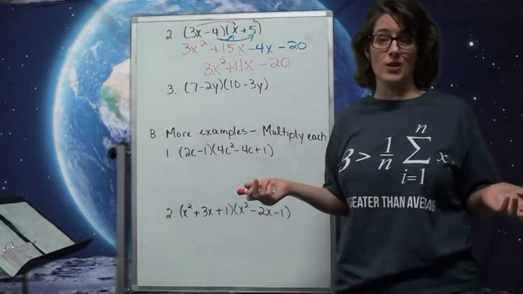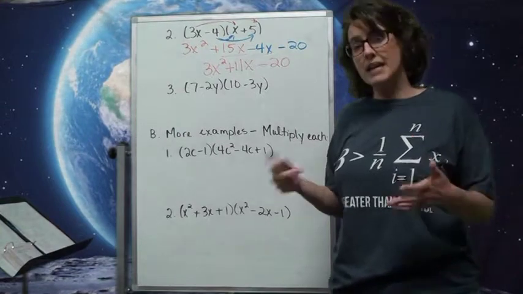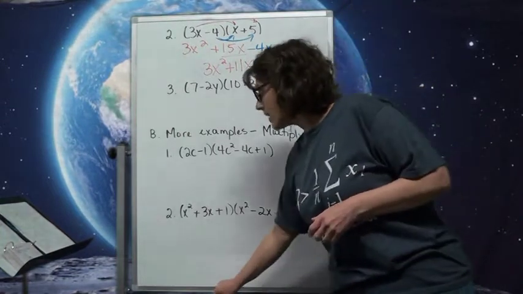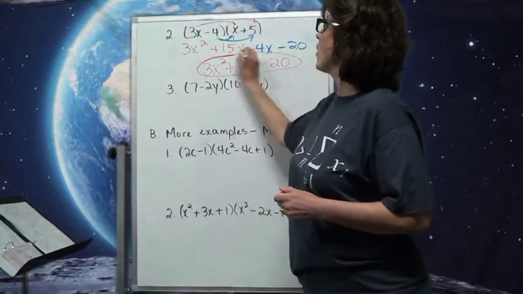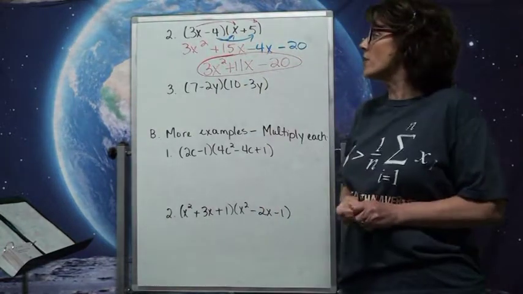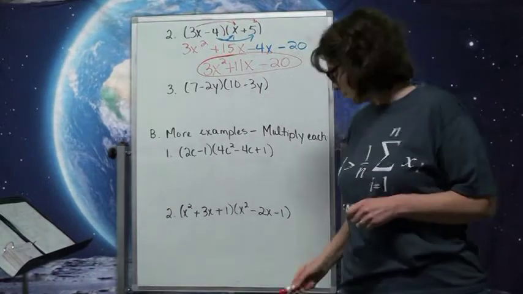We like that they're like terms. We're not going to mess that up. We're going to keep the variables. So that gives me a 3x squared plus 11x minus 20. There are no more like terms there, so I'm stuck on that one, and that's as good as it gets.